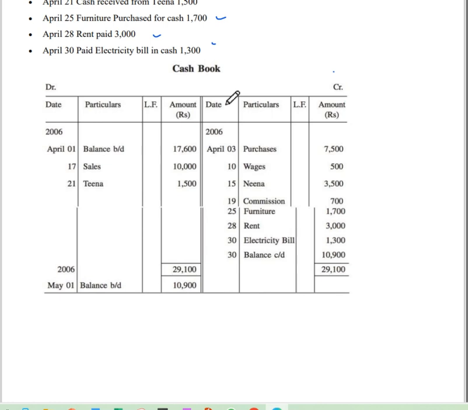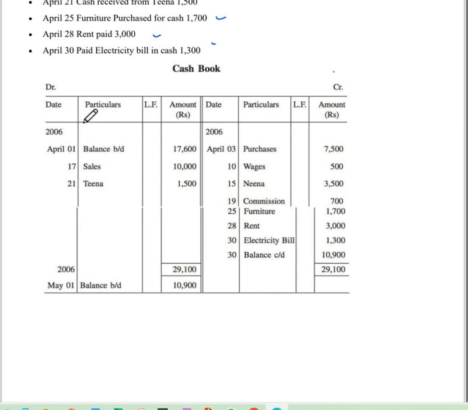So we are not going to prepare a separate cash account or bank account for these transactions. This book itself shows the debit side and the credit side, hence there is no need of preparing any separate account. Here you can see we have 2 sides. The debit side has date, particulars, ledger folio and amount, and the credit side also has date, particulars, ledger folio and amount.